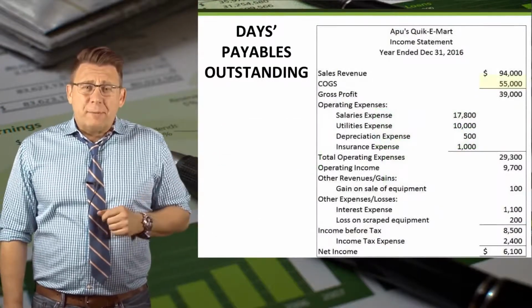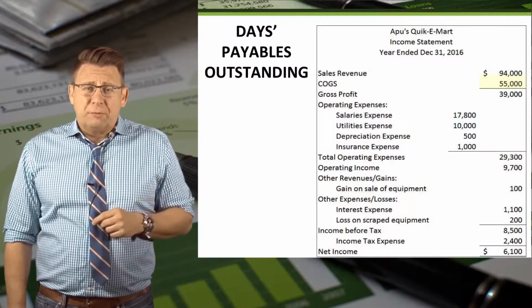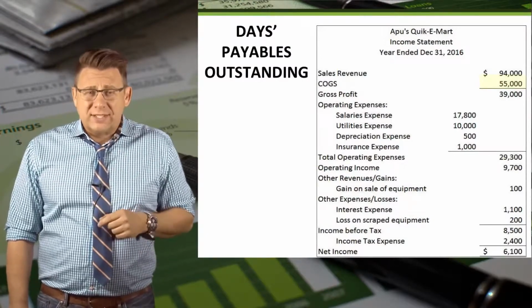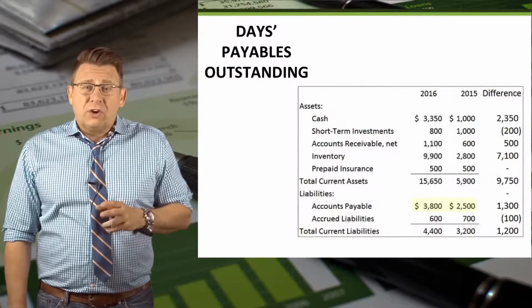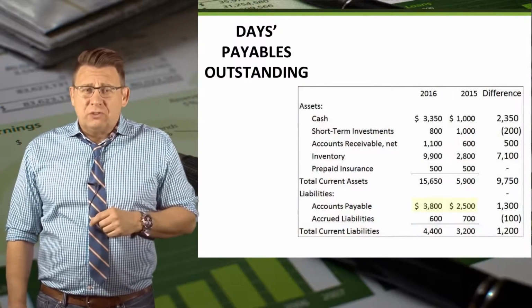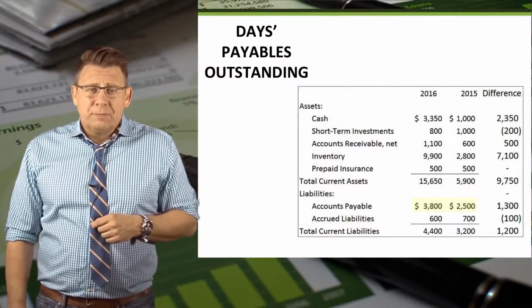So here's an income statement from a sample company. I've highlighted cost of goods sold and we'll use that information to determine the average 1 day's cost of goods sold. Additionally, we'll need some information from the current liabilities section of a balance sheet. I've highlighted 2 years' worth of accounts payable balances.